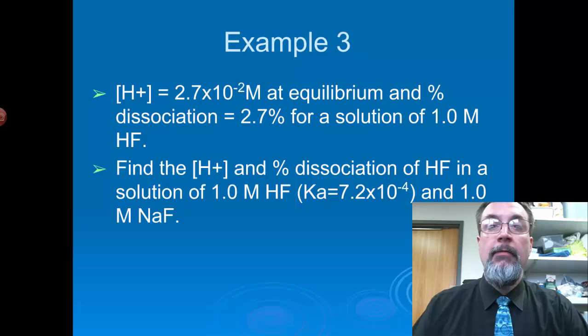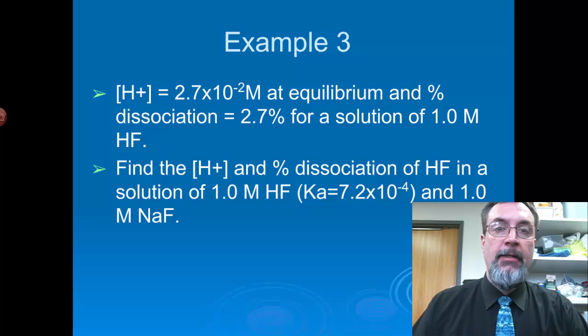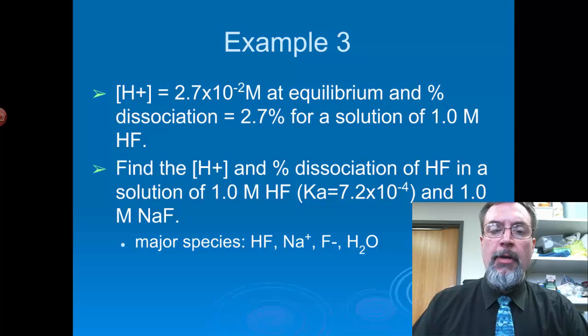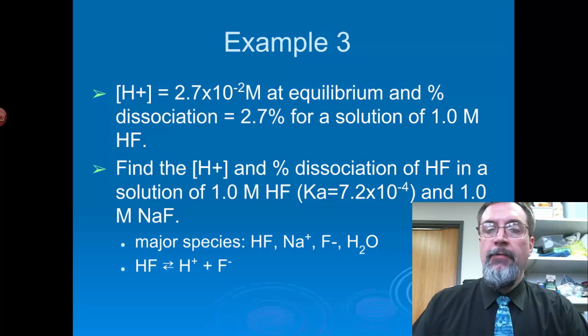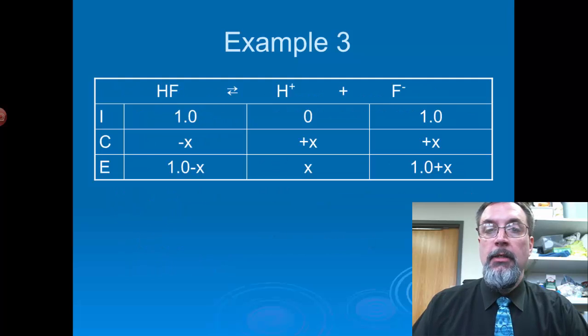We already know qualitatively what it's going to do, right? We already know it's going to shift the equilibrium of HF back to the left. It's going to lower the H+ concentration and raise the pH, but we want to figure out by how much. So our major species are going to be HF, Na+, F-, and H2O. The HF equilibrium expression is HF in equilibrium with H+ and F-. So let's set up our ICE table.